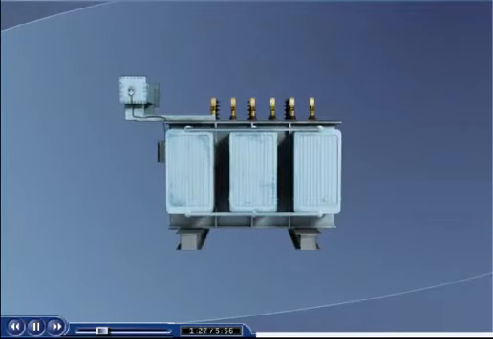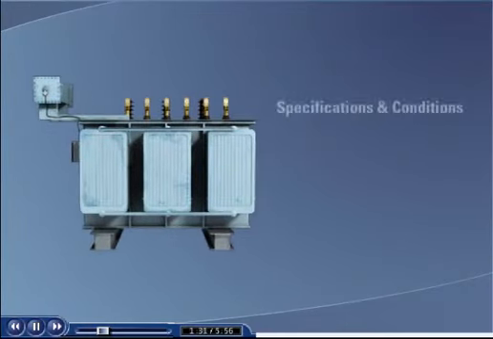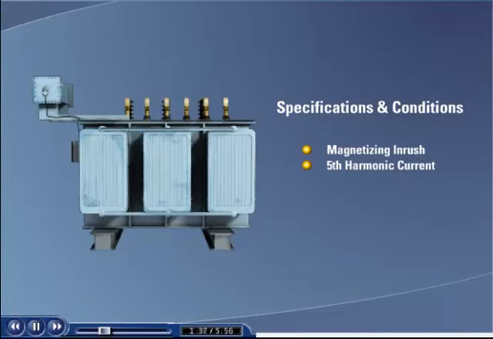When applying differential protection to a transformer, there are several factors that must be taken into consideration, which are magnetizing inrush or second harmonic, fifth harmonic current, voltage per hertz, arc detection, and sudden pressure. We will now examine each of these issues.